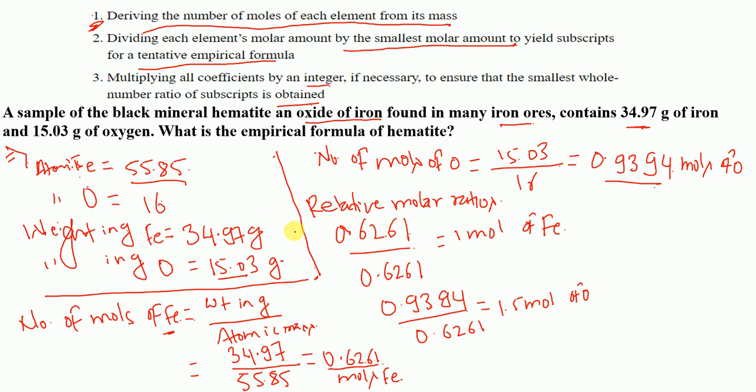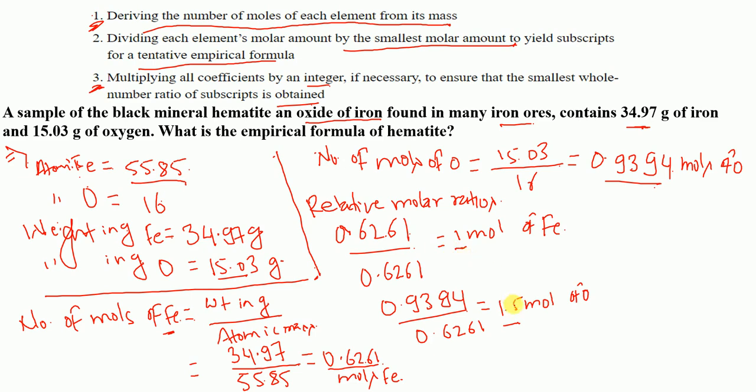Now for step number 3, we have to multiply. Rule number 3 says multiply all coefficients by an integer if necessary to ensure that the smallest whole number ratio of subscripts is obtained. Now look at this, guys: the 1 is already an integer, so we don't need to worry. But 1.5, which is the smallest number we can multiply by to get a whole number? The answer is 2, guys. When we multiply this by 2, we get 3.